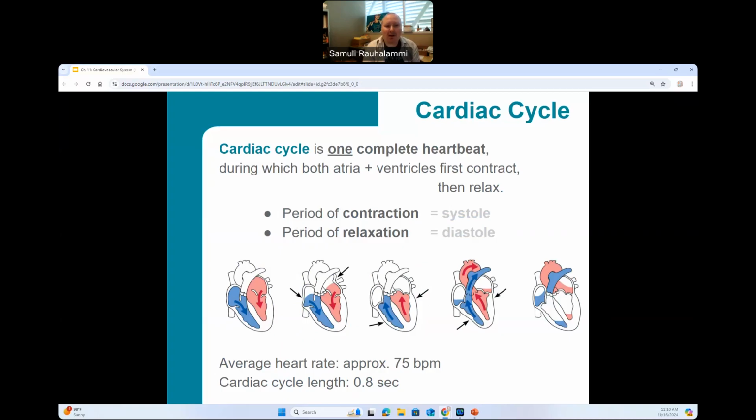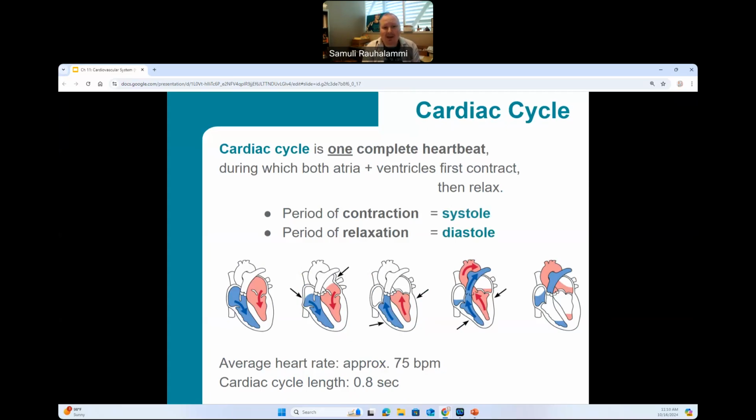So what I wanted to start with is discussing the cardiac cycle. And with the cardiac cycle, we're referring to one complete heartbeat covering all the stages of it. So the process of both atria and both ventricles as they go through squeezing the blood out and then filling up again. So this brings us a couple of important terms that we do want to be familiar with.